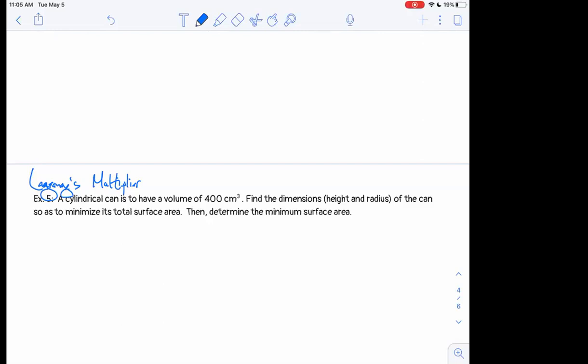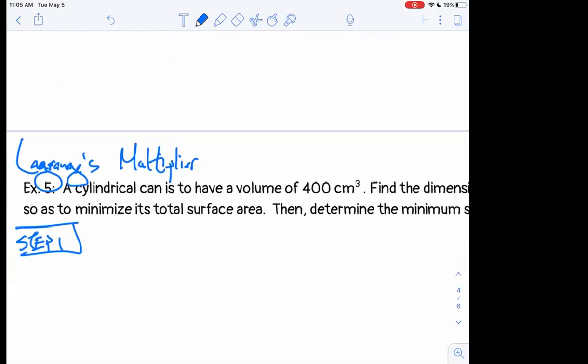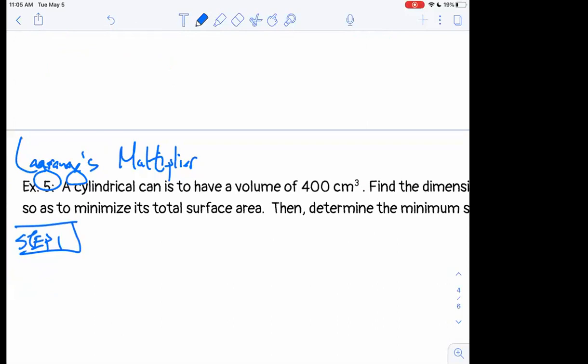So example 5: a cylindrical can is to have a volume of 400 cubic centimeters. Find the dimensions, meaning the height and the radius of the can, so as to minimize its total surface area. Then determine the minimum surface area. All right, so let's start with a diagram. So we've got step 1, and we're going to draw ourselves a cylinder.